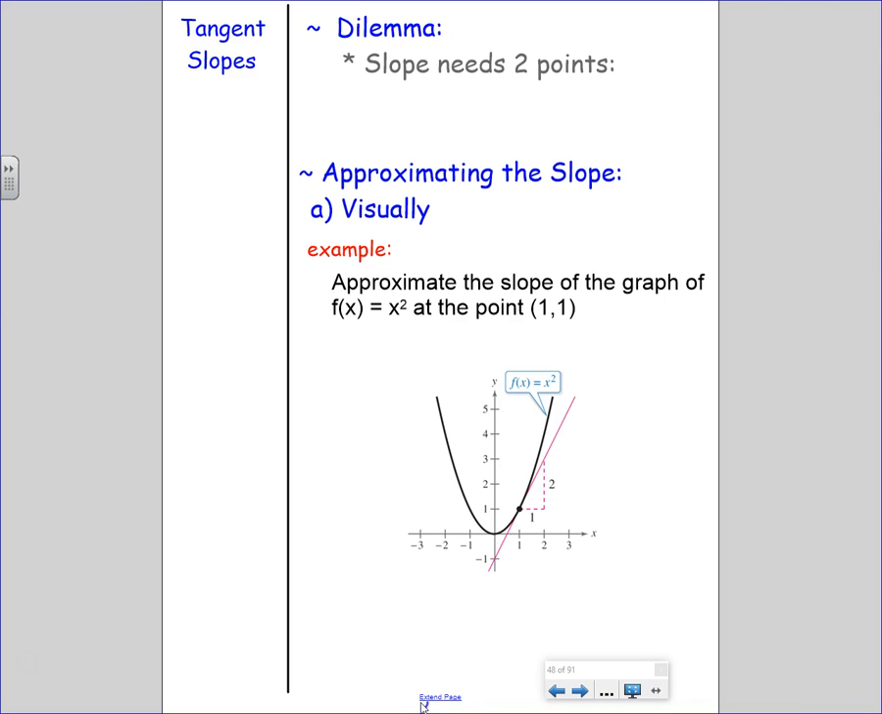Dilemma, slope needs 2 points. The old-fashioned way of talking about it, m needs y2 minus y1 over x2 minus x1, which is technically the same thing as delta y over delta x, which could technically be f of x plus delta x minus f of x all over delta x, if we were to try to get this in some sort of snazzy notation.